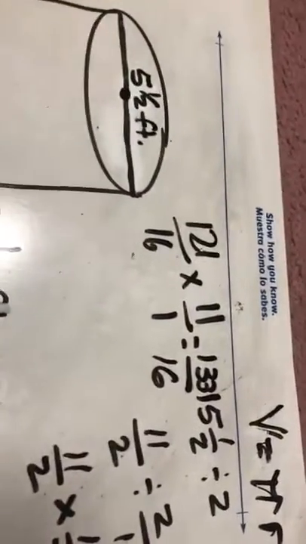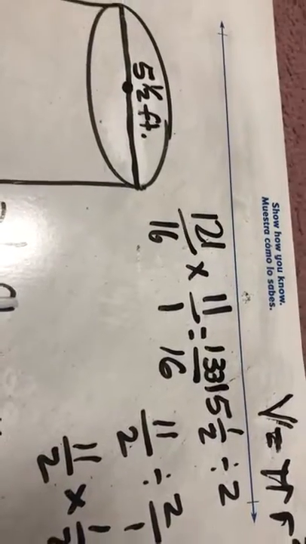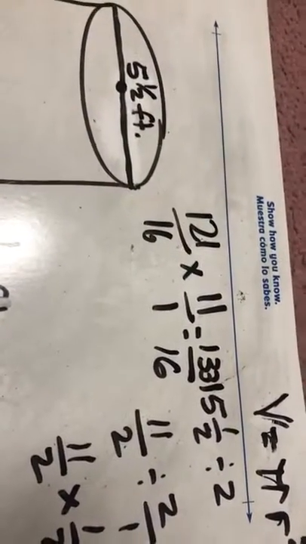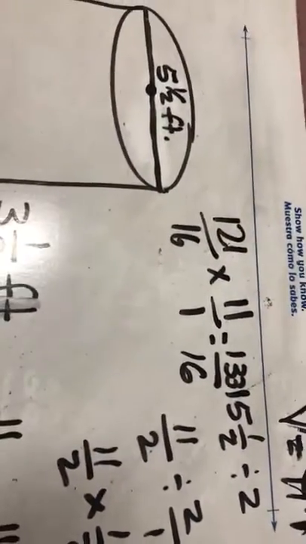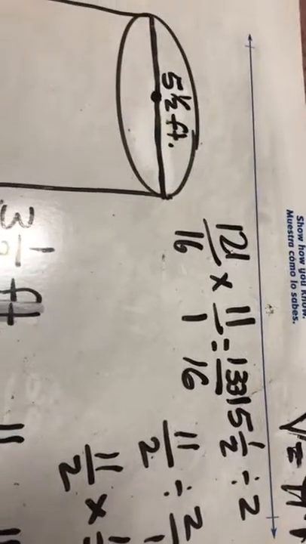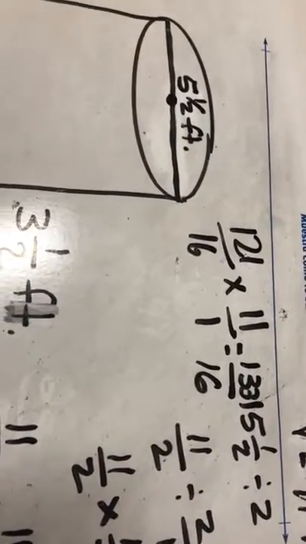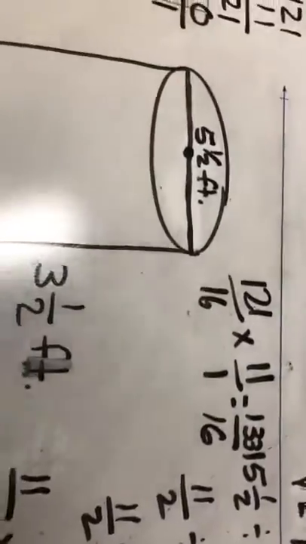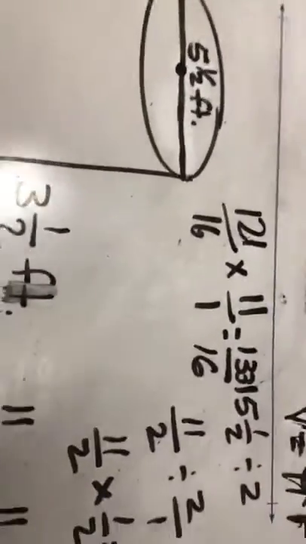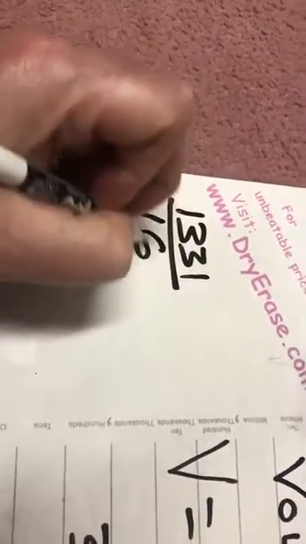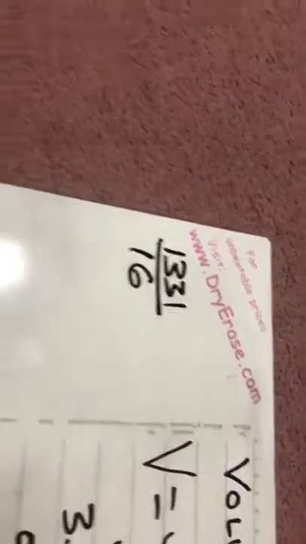How many times has Mr. Swack said, 6th graders, you have to stay organized? You got to be organized with your work. You got to be careful with your work. You got to be slow. You got to be thorough. Volume of cylinders is that. And you're going to have to do some figuring today. So now I've ended up with, I bring over my other thing, 1,331 over 16. So let's revisit.